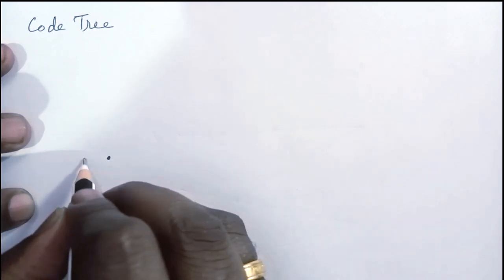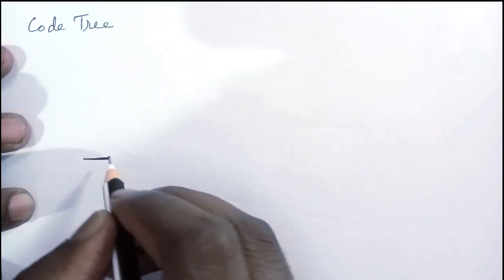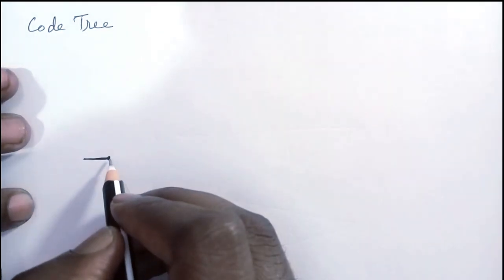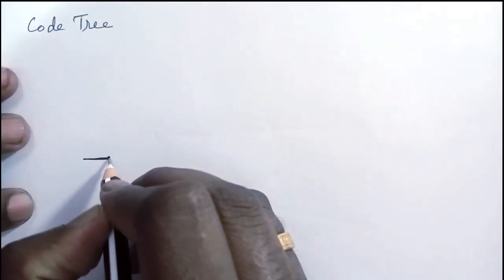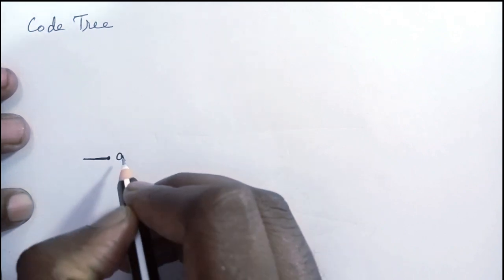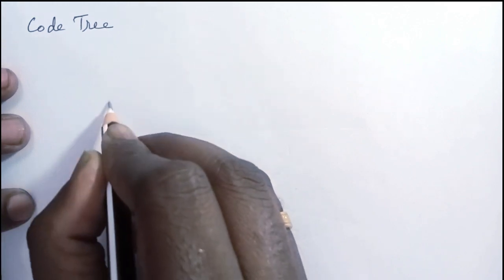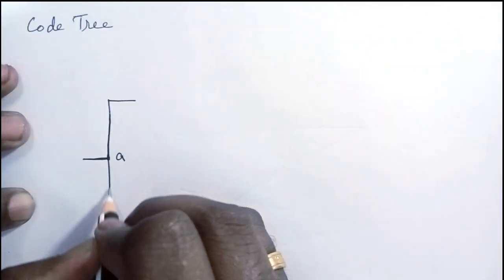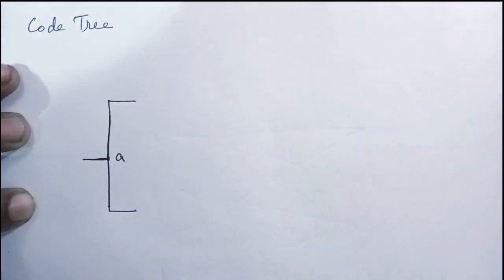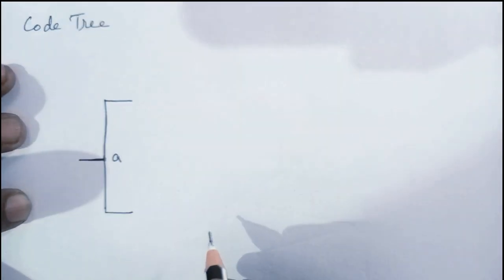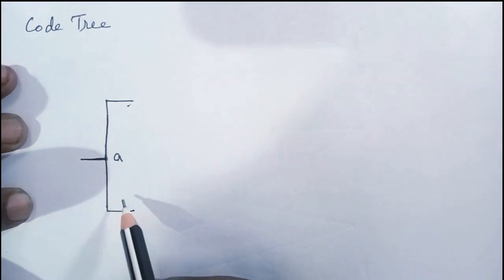We'll start with state A. Okay, the first state is state A, and in the code tree, imagine it has two branches, the upper branch and lower branch. Whenever the input bit is 0, it always takes the upper branch, and whenever the input bit is 1, it takes the lower branch.